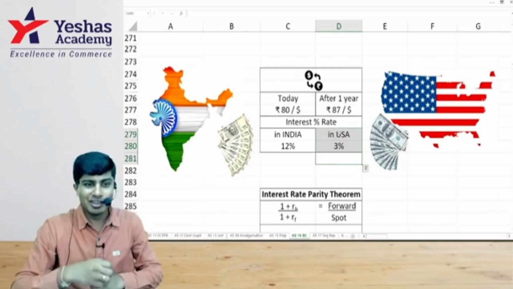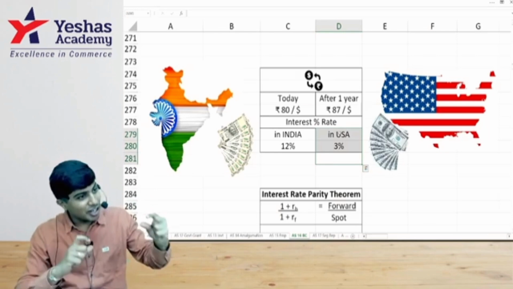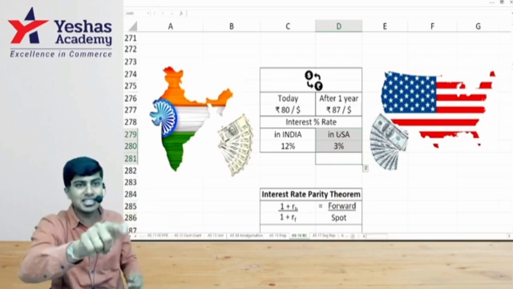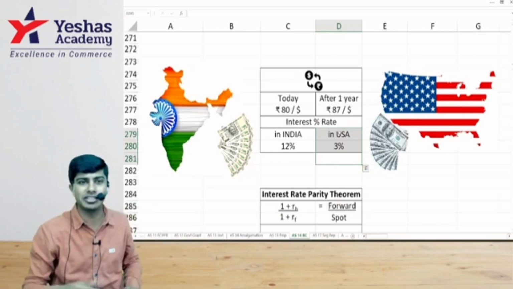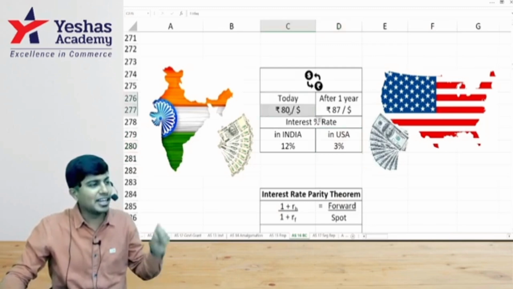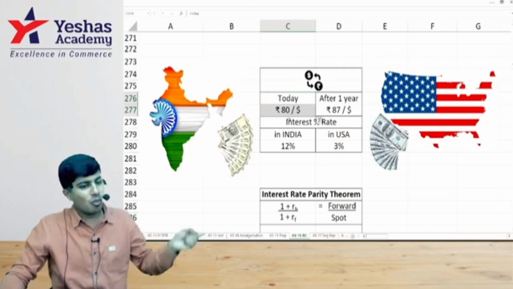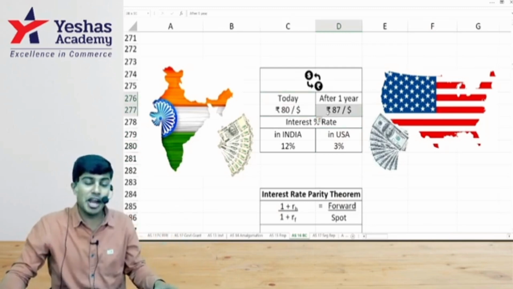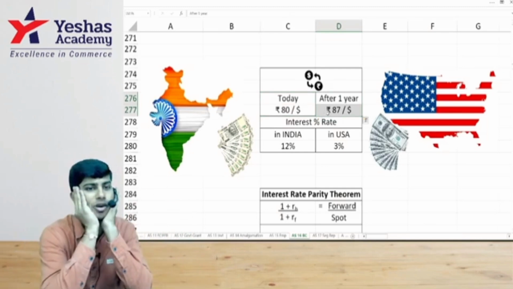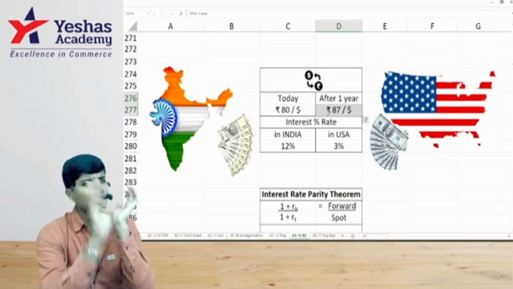This will not work. You know why? Because the foreign exchange differences will move such that this kind of arbitrage opportunity will not exist. Today, it is 80 rupees per dollar. After 1 year, the exchange rate will become 87 rupees per dollar. How much will it become? We know that it will become 87.